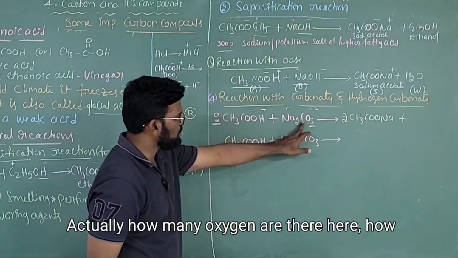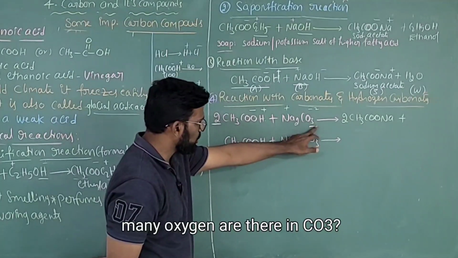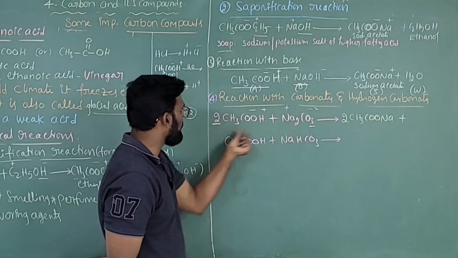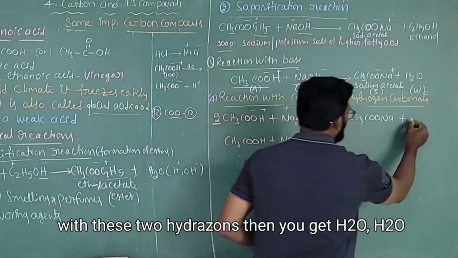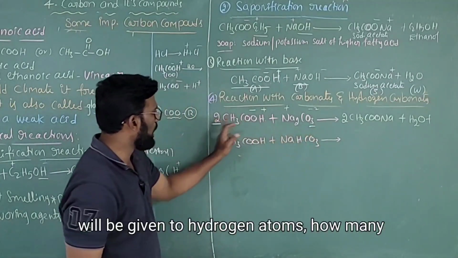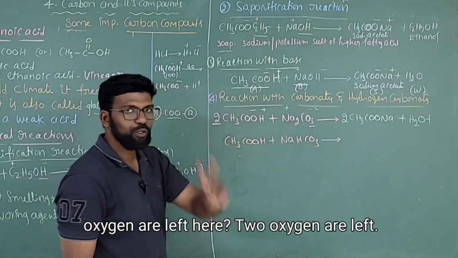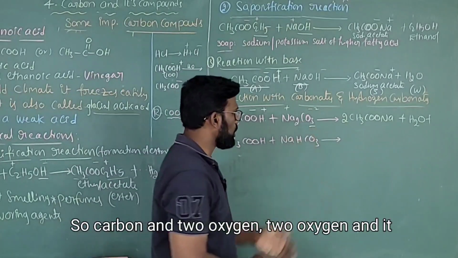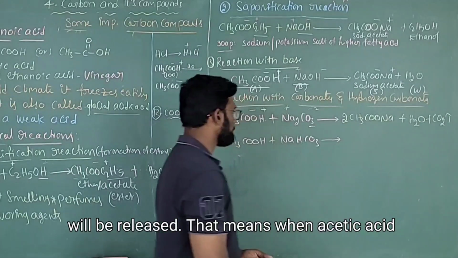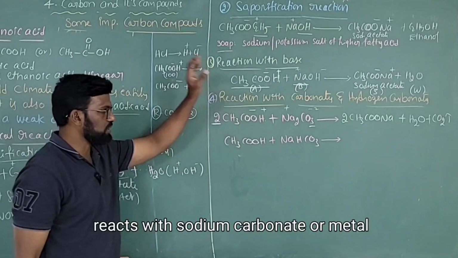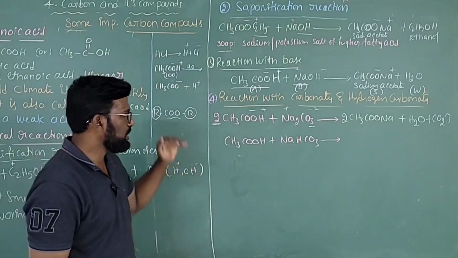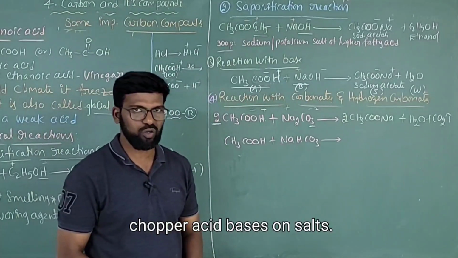How many oxygens are there in CO3? There are 3 oxygens, no? Out of 3 oxygens you take 1 oxygen and combine with these 2 hydrogens, then you get H2O, a water molecule. And since 1 oxygen we gave to hydrogen atoms, how many oxygens are left here? 2 oxygens are left. So carbon and 2 oxygens, and it becomes carbon dioxide. Carbon dioxide gas will be released. That means when acetic acid reacts with sodium carbonate or metal carbonates, carbon dioxide gas will be released. A similar reaction you have studied in the chapter acids, bases and salts.